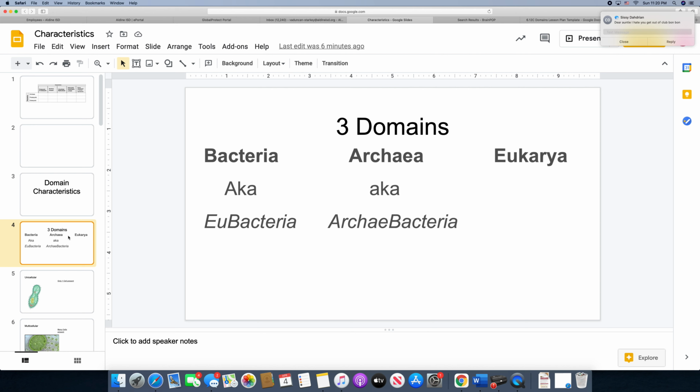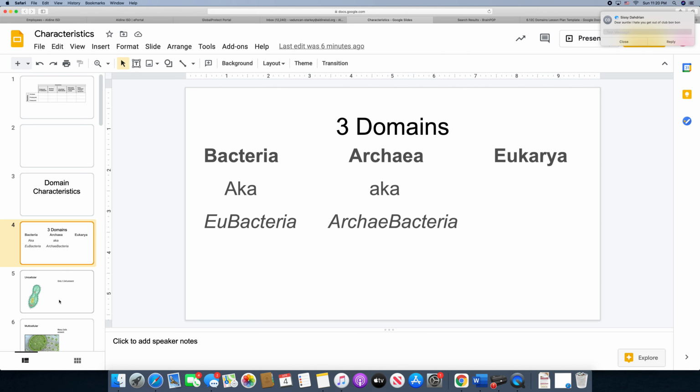So domain bacteria can also be called or known as domain eubacteria. And domain archaea is also called or known as domain archaebacteria. There is no additional name for domain eukarya, simply eukarya. Now let's talk about the characteristics that we use to separate or identify each of these domains.